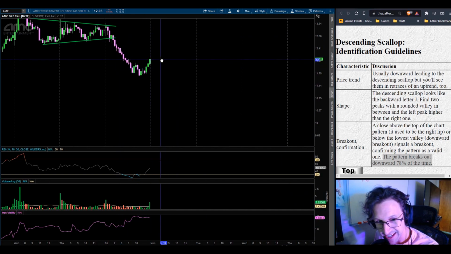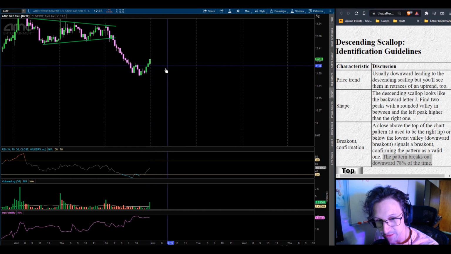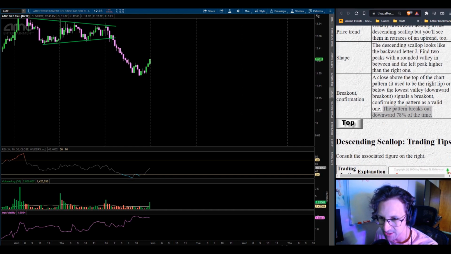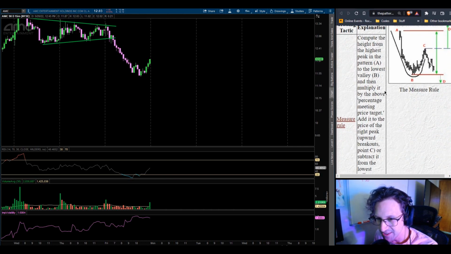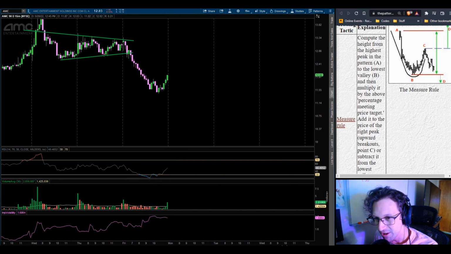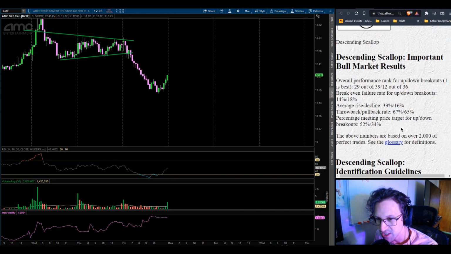But we're looking at a scallop at the moment, or at least that's what I'm going to be looking for tomorrow morning with that morning dump. Not a dump, but you know how it goes at open lately. So let's go ahead and do our analysis here. The measure rule is going to help us generate a price target, and we're going to find the overall height of the pattern, and we're going to multiply it by the percentage meaning price target. And we're going to add that price to the right peak for upward breakouts, or subtract it from the bottom for lower breakouts. So that percentage meaning price target is up here.